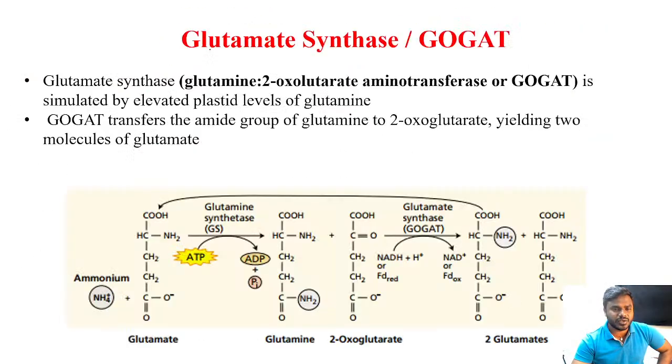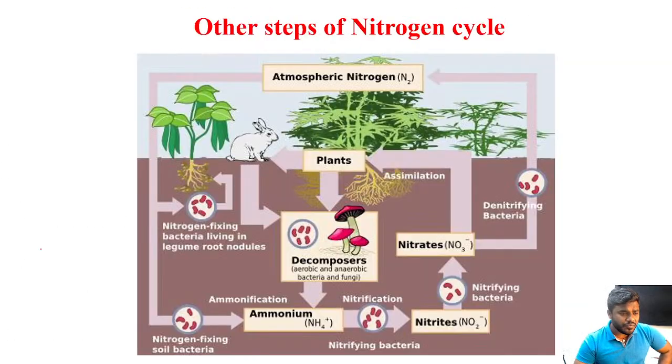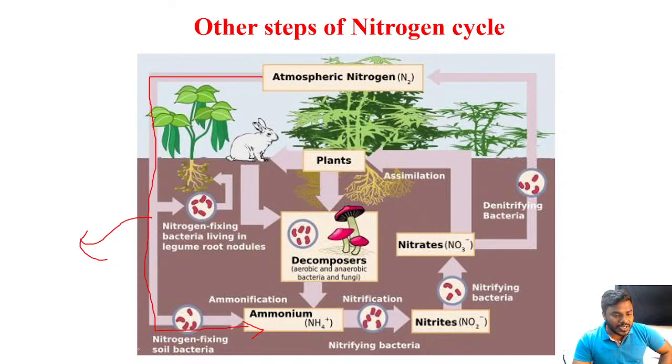Now I want every one of you to pay attention to this diagram. This is the overview of the lesson we have to read. See here, atmospheric nitrogen is first converted into NH3 or NH4. What is this process? We call it nitrogen fixation. I told you, we can't use nitrogen directly, we have to convert it into simple forms. So we convert it into NH3 or NH4, and this is what we call nitrogen fixation.